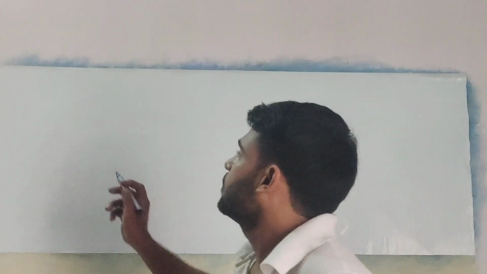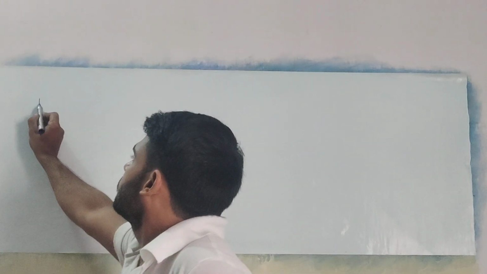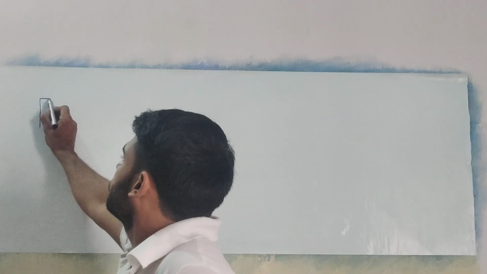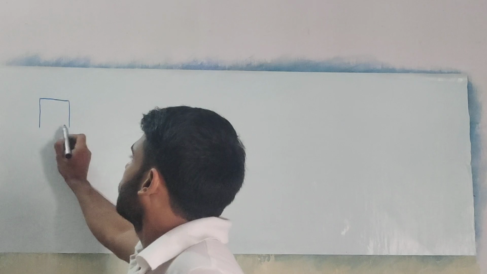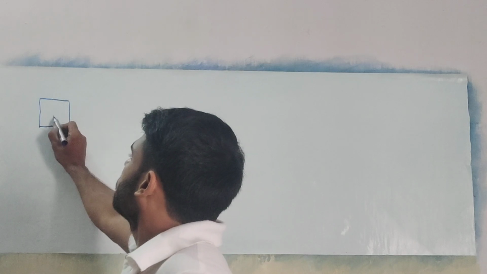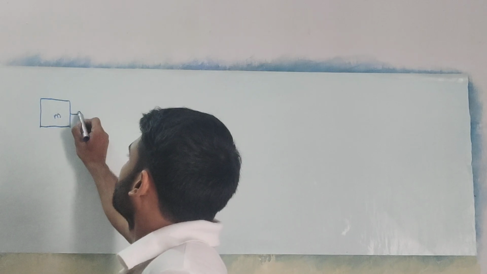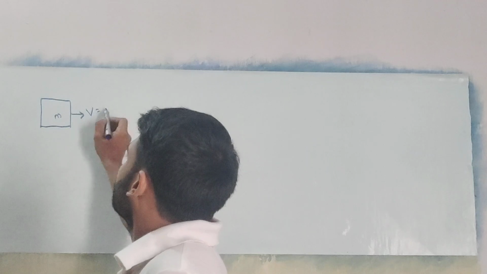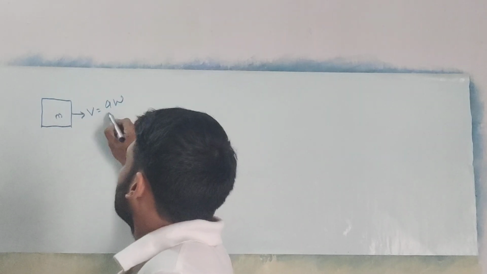Now let's solve a problem of JEE Advanced 2024. Suppose we have a block of mass m. This block is moving with velocity v, which is given by a omega by 2.